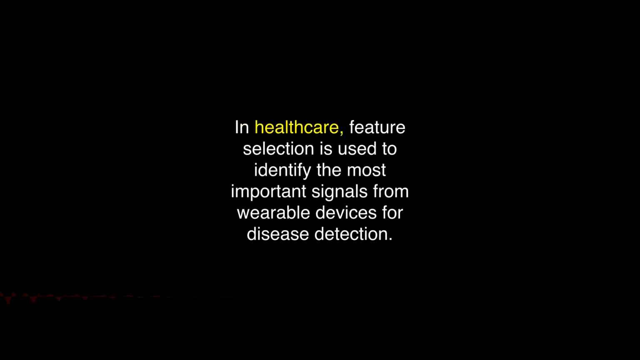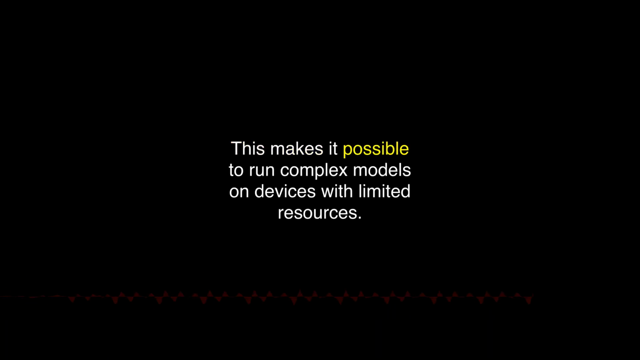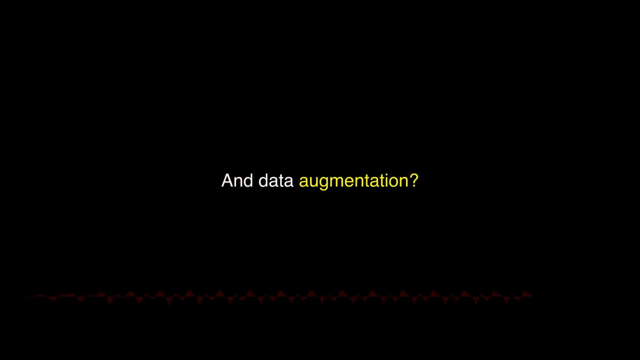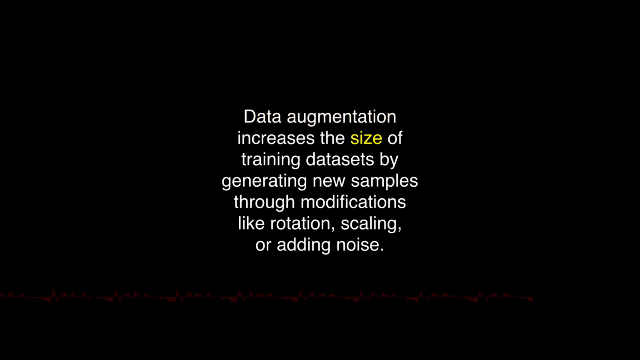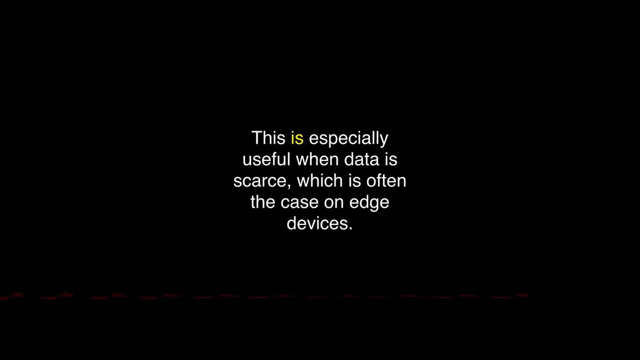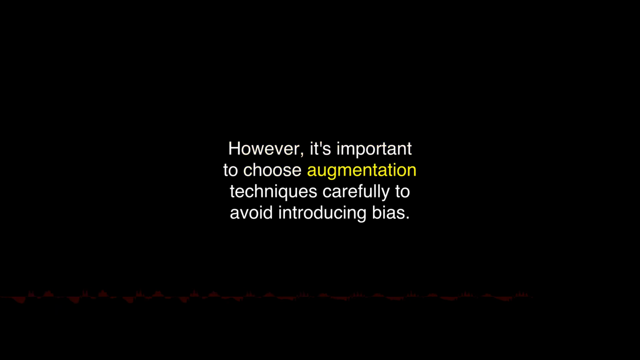Can you give an example of where this is used? Sure. In healthcare, feature selection is used to identify the most important signals from wearable devices for disease detection. This makes it possible to run complex models on devices with limited resources. And data augmentation? Data augmentation increases the size of training datasets by generating new samples through modifications like rotation, scaling, or adding noise. This is especially useful when data is scarce, which is often the case on edge devices. However, it's important to choose augmentation techniques carefully to avoid introducing bias.